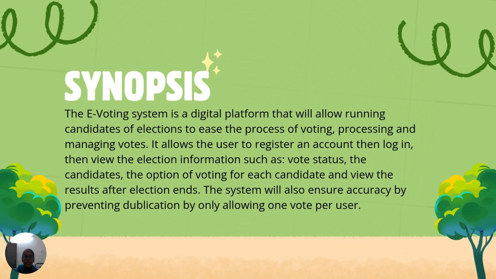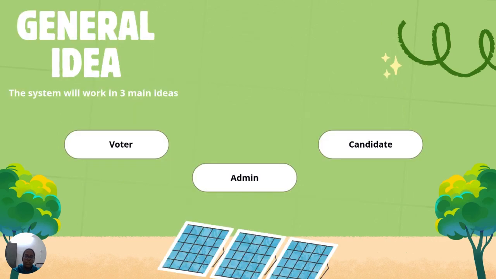The synopsis: the e-voting system is a digital platform that will allow running candidates of elections to ease the process of voting, processing, and managing votes. It allows users to register an account, then log in, then view the election information such as vote status, the candidates, the option of voting for each candidate, and view the results after the election ends. The system also ensures accuracy by preventing duplication by only allowing one vote per user. This is the general idea of how the system will work.